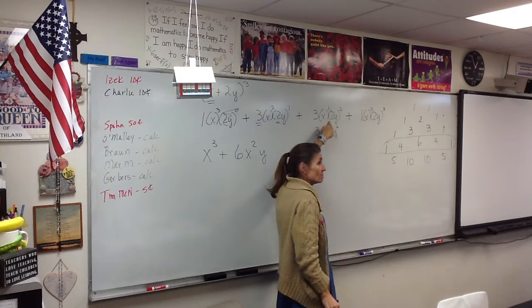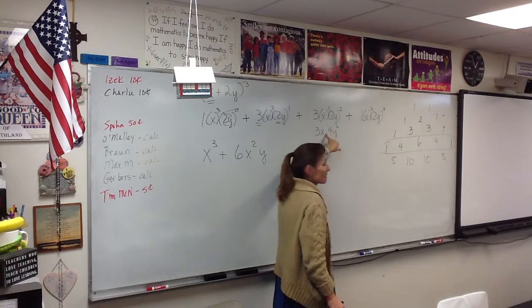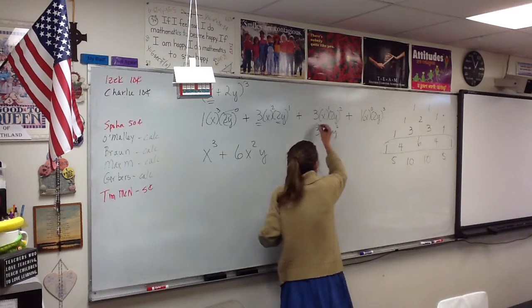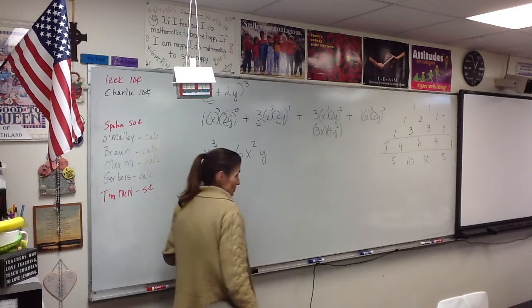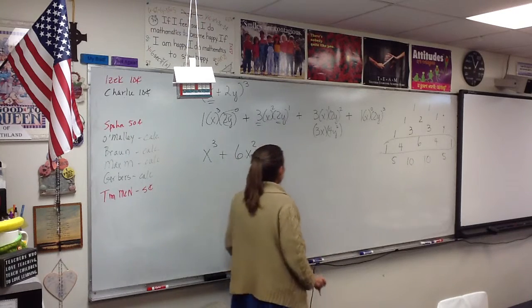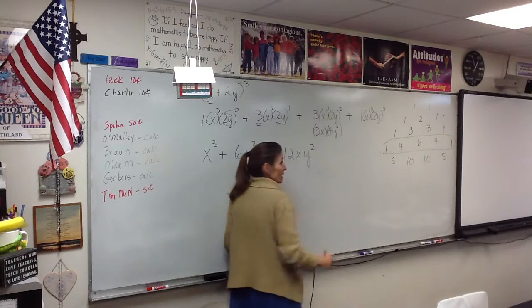Why are you subtracting? I'm not subtracting, that's times. You should be multiplying. Why? Because you have to square everything in there. So the next term here is going to be 12xy squared.